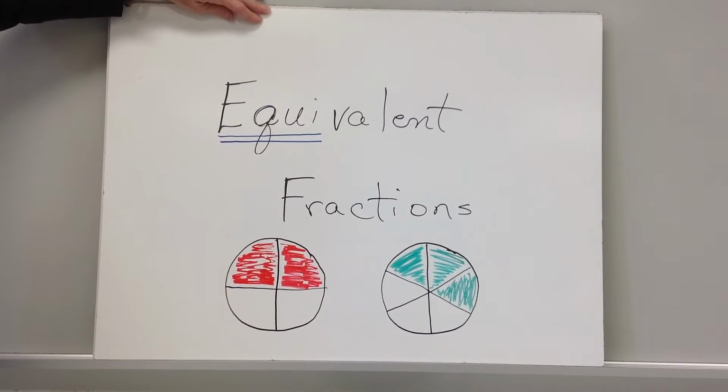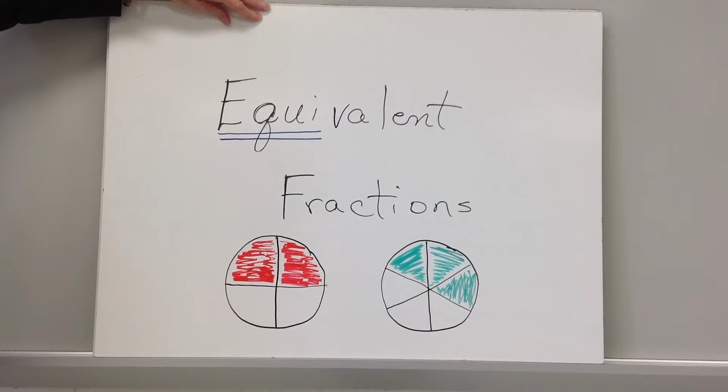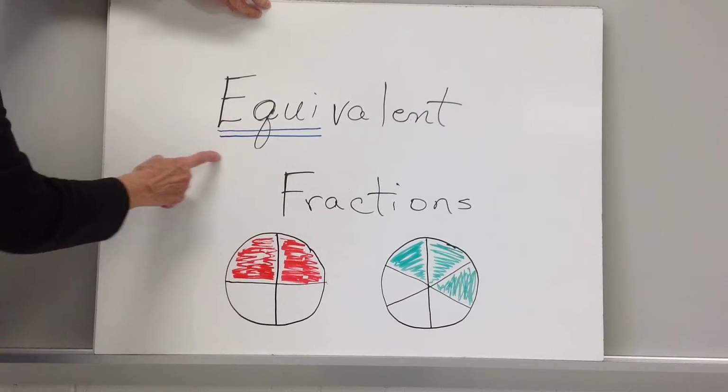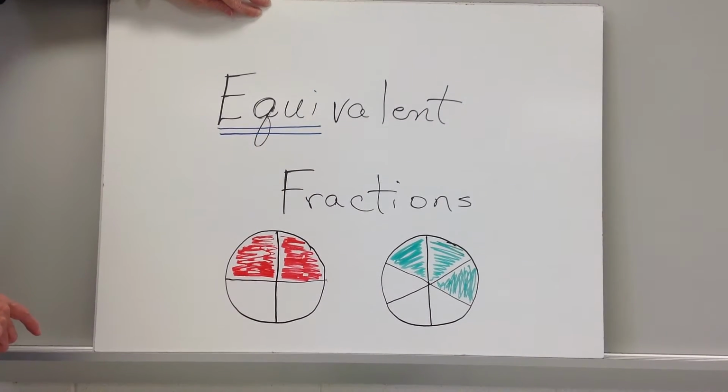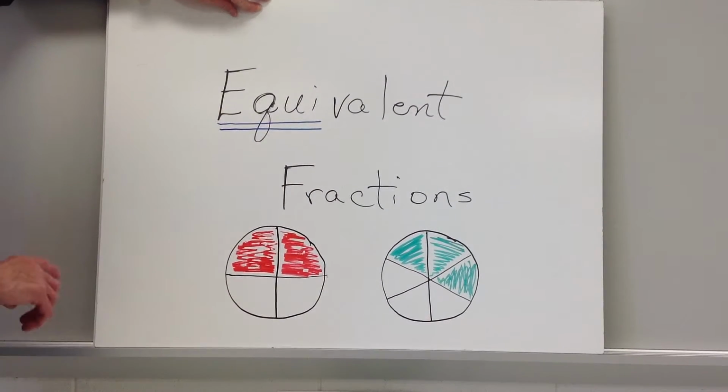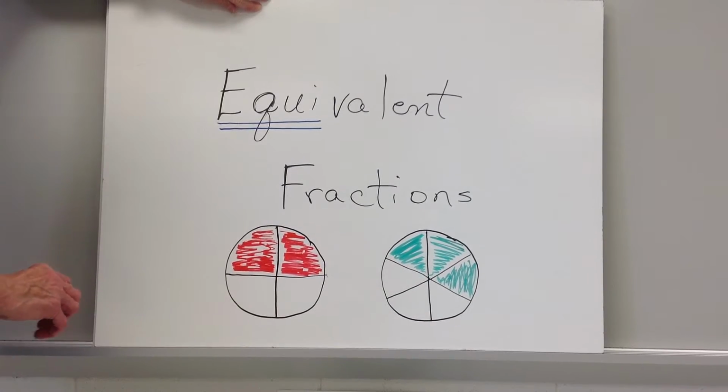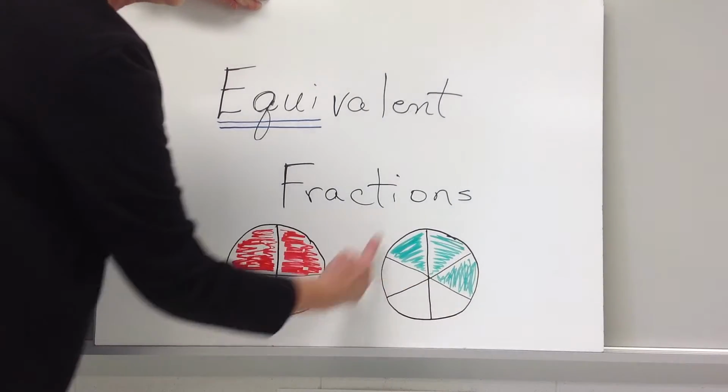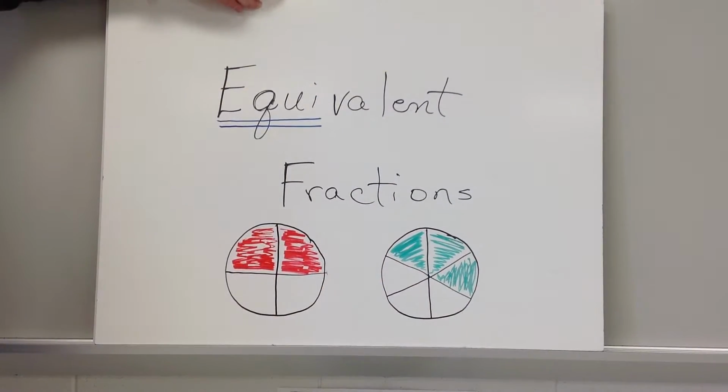Today we're going to talk about equivalent fractions. You can almost see the word equal in equivalent. That means we're going to talk about equal fractions. For example, I have two circles that are the same size.